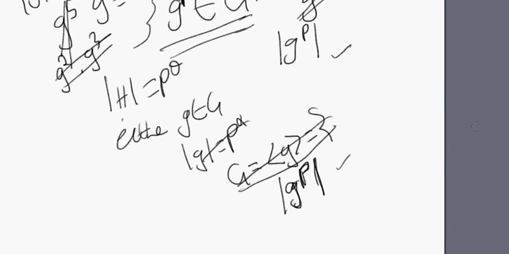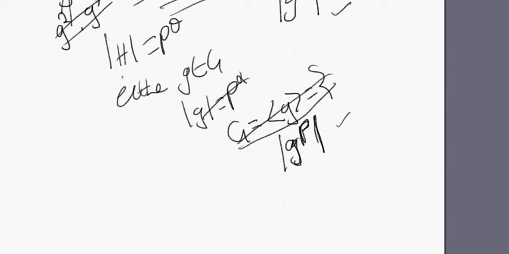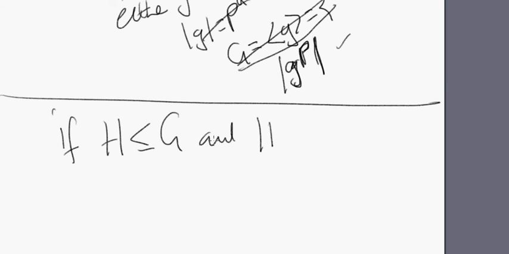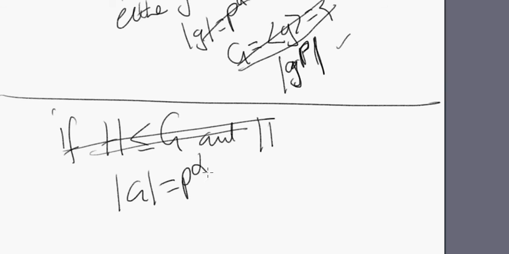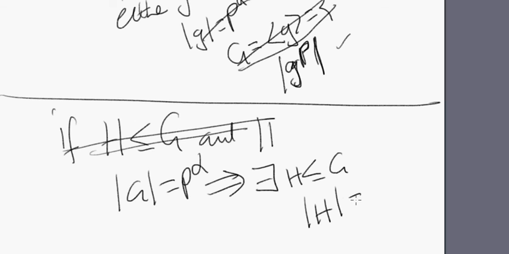And so the question is, given all that we've done now, can you complete the proof? Can you decide whether it is indeed true that if the order of H equals p to the alpha, that implies that there exists some subgroup H of G such that the order of H equals p? Can you decide whether this is true or not, given the investigations that we've done?